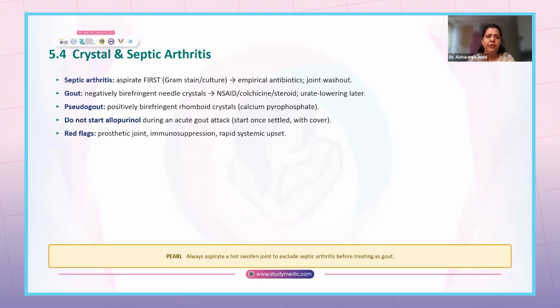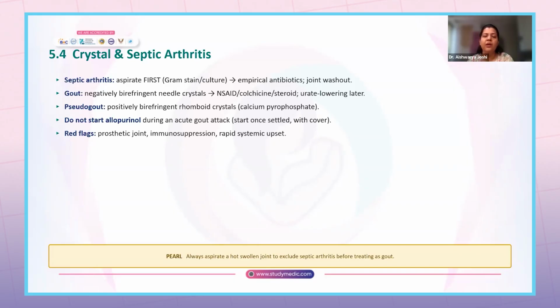Gout. Again, it can present as a thick, hot joint, but aspiration will show negatively birefringent crystals and serum uric acid will be high. So the first line treatment is with an NSAID followed by colchicine or steroid. Acute management is with NSAID, colchicine and steroid. Later on, urate lowering drugs are given. Pseudogout shows positively birefringent rhomboid crystals and this is calcium pyrophosphate crystal. Do not start allopurinol during a gout attack.